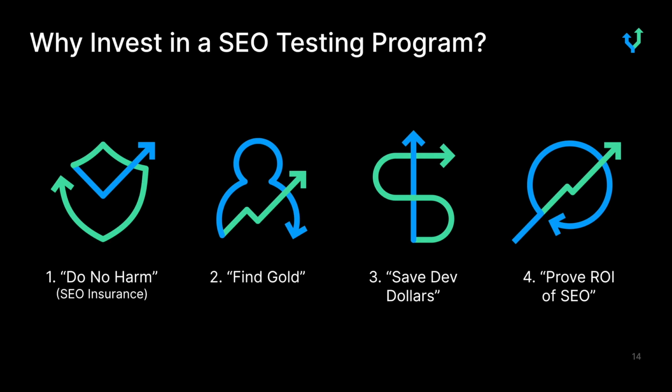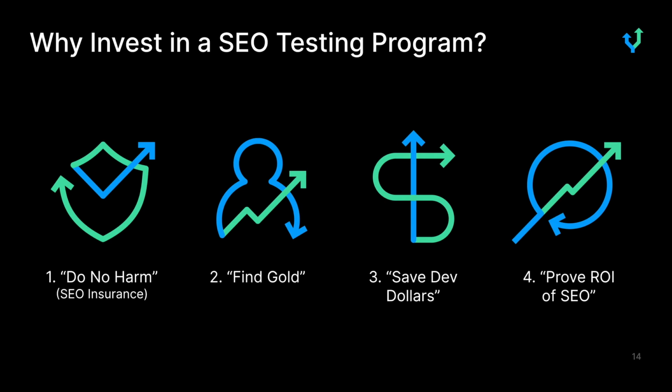Now, when we talk about the ROI of testing, do no harm or SEO insurance makes a lot of sense. For example, if you buy a car and you buy car insurance and you never get into an accident, the ROI on that car insurance is very, very poor. However, if you get into one accident and there are hundreds of thousands of dollars worth of damage and medical bills, then that car insurance payment is the best ROI you've ever spent.